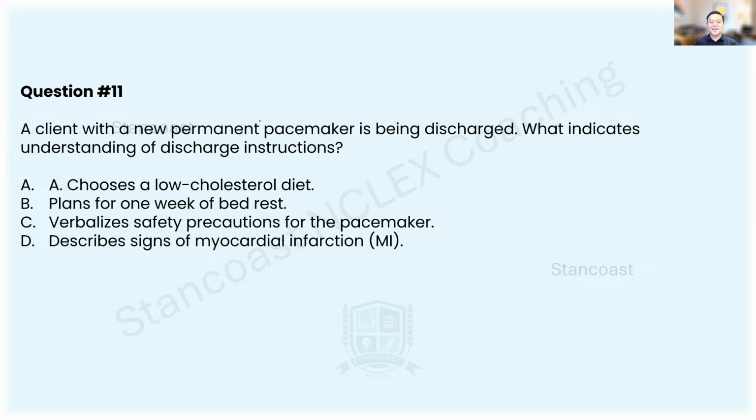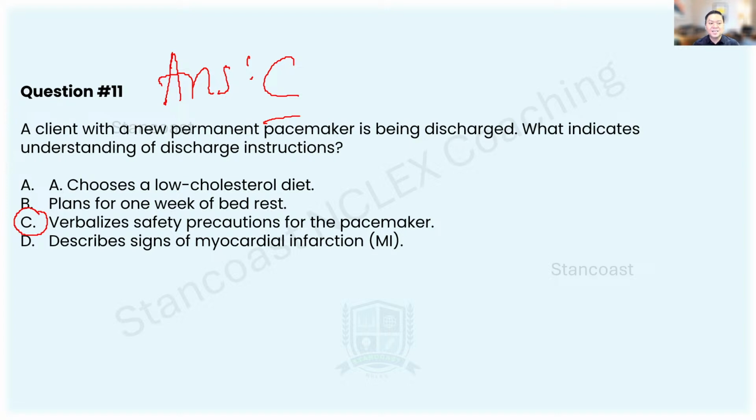The question states, a client with a new permanent pacemaker is being discharged. What indicates understanding of the discharge instructions? Is it going to be choosing a low cholesterol diet, or B, planning for 1 week of bed rest, or C, verbalizes safety precautions for the pacemaker, or D, describes signs of myocardial infarction? Very good, guys. Your answer is correct. Answer is letter C. Verbalize safety precaution for the pacemaker.